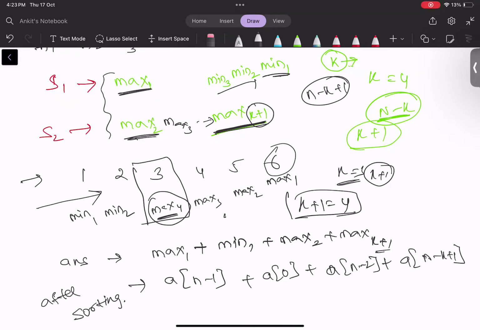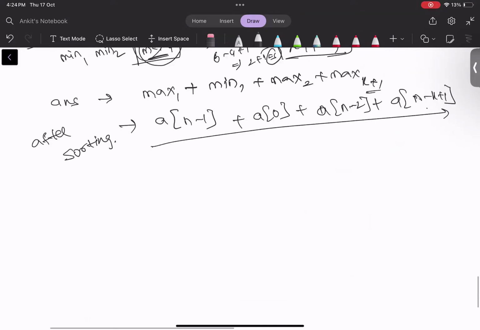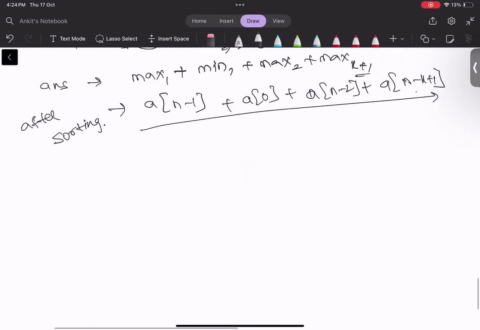That is 6 minus 4 plus 1. That will give you 2 plus 1, that is 3. So in the third index, we'll have this value. So this is the formula for the value. Let's say here we have an exception. Let's see that exception with an example.